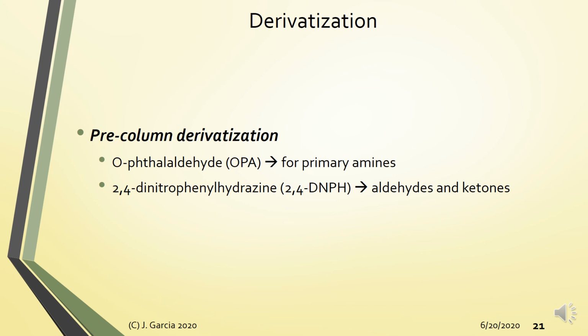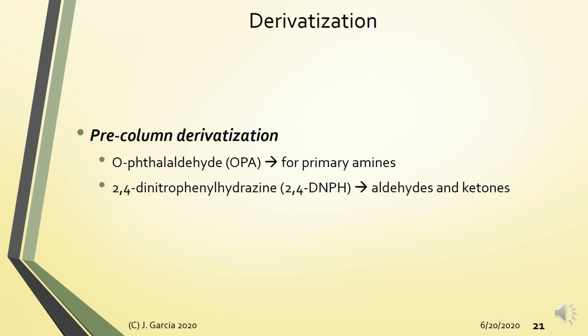There are two kinds. You have your pre-column derivatization and you have your post-column derivatization. When you say pre-column derivatization, before you inject your sample into the chromatograph, you do some reaction. You react your analyte, or your sample, with derivatizing agents. The purpose of pre-column derivatization is twofold.